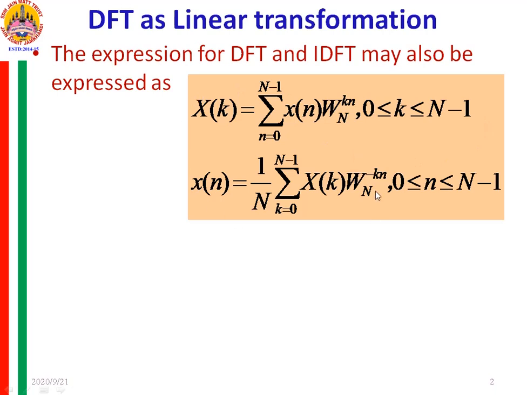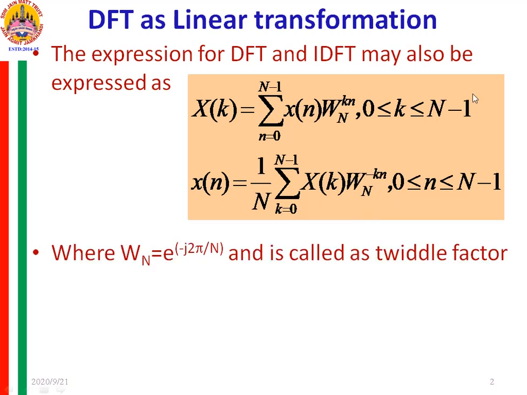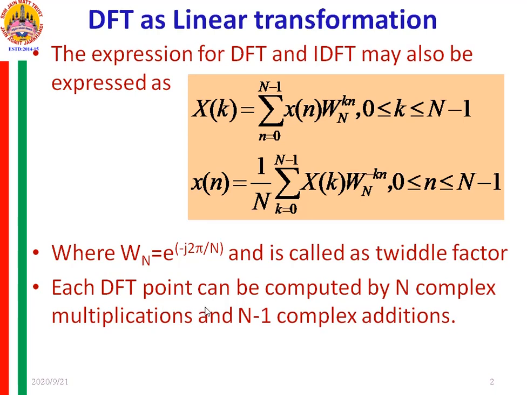Similarly, the IDFT equation can also be written in terms of W_N as x of n is equal to 1 by capital N summation k from 0 to N minus 1 X of k W_N raised to minus kn. This small n takes on the values from 0 to capital N minus 1. Now this W_N, as I said, is e raised to minus j 2 pi by N and is called the twiddle factor.